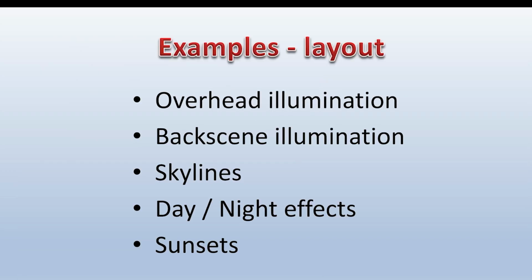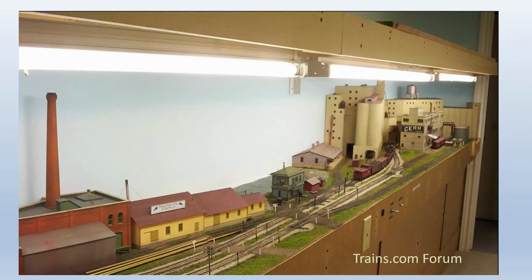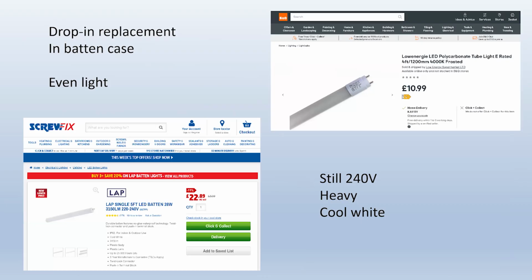Right, so let's look at how we illuminate the entire layout. We might want to have complete illumination. We might want to have just backlit scenes, skylines, and so on, various lighting effects for different times of day and different types of weather. There's the old traditional layout using fluorescent tubes. But look at the size of the gantry there.